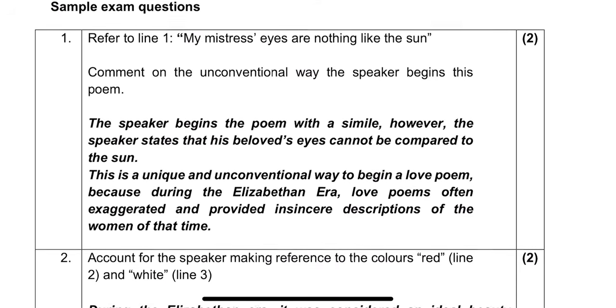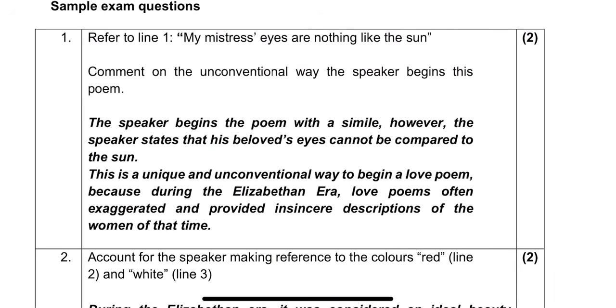Okay, so let's look at number 1. It says, refer to line 1. My mistress's eyes are nothing like the sun. Comment on the unconventional way the speaker begins this poem. So I'm sure you all should know by now how to answer this question. If not, perhaps pause this video and go back to part 1 in this video series, Sonnet 130, the line by line analysis, and just see if you forgot what is actually going on in line 1. Go back to that video and check. But nonetheless, let's look at the question once again.